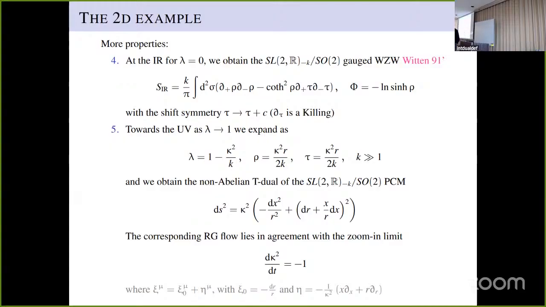Although we did this limit at the level of the action, one can find also that the RG flow is in agreement, using some kind of complicated formulas.